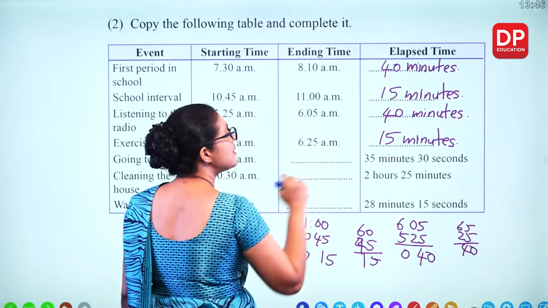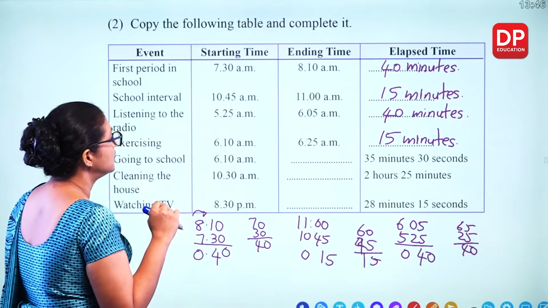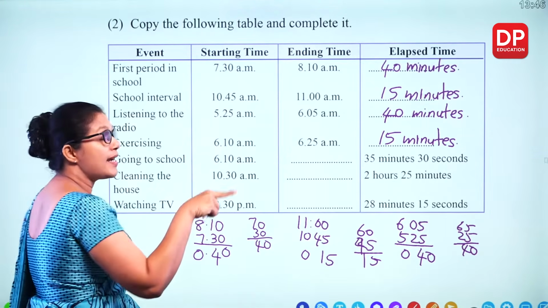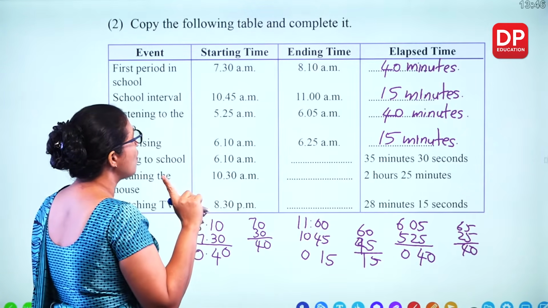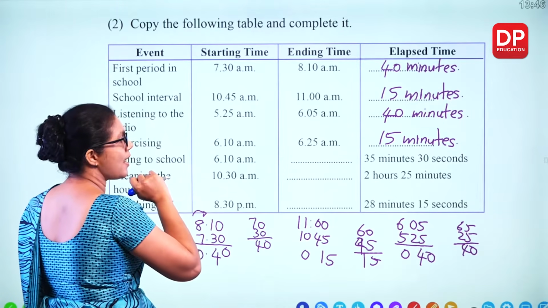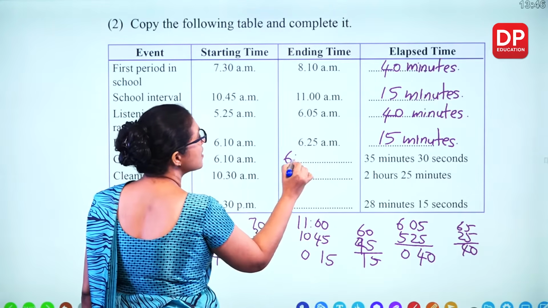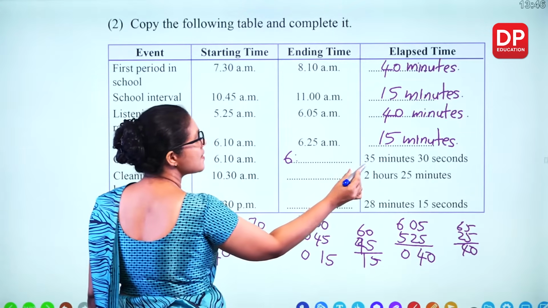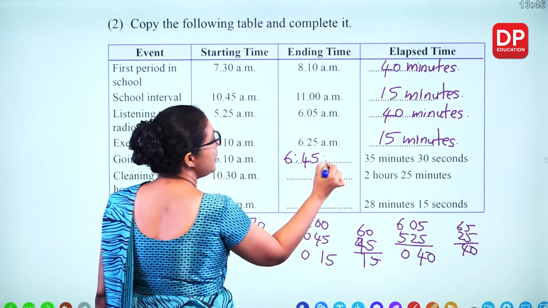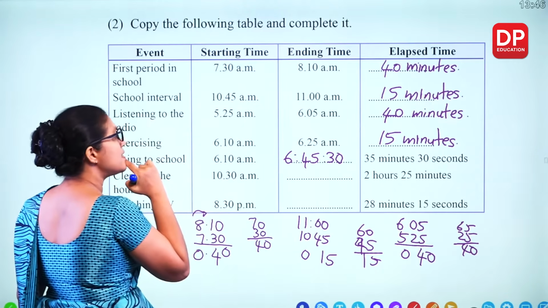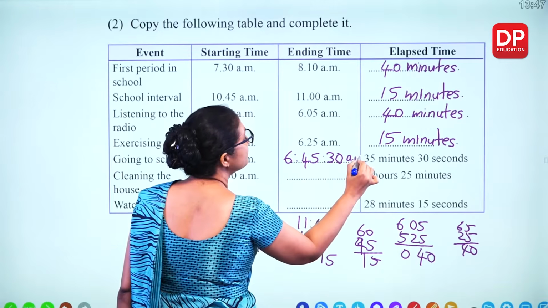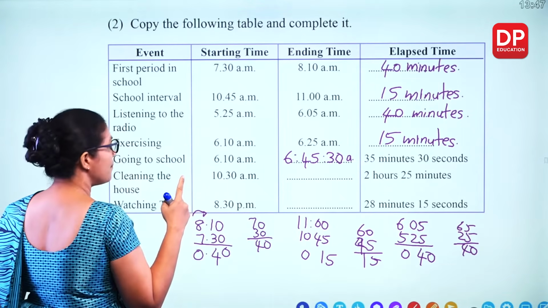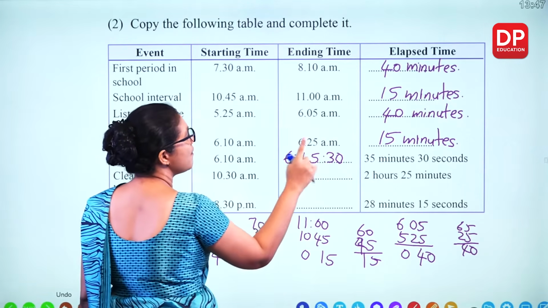6:10. Add 35 minutes and 30 seconds. So 35 minutes, when you add it to this one, 10 plus 35, 45. 6:45, and 30 seconds also there. So that means 6 hours 45 minutes and 30 seconds. So this is again in the morning. Here, if we are writing this one in this way, we can't put AM. This is in standard form.